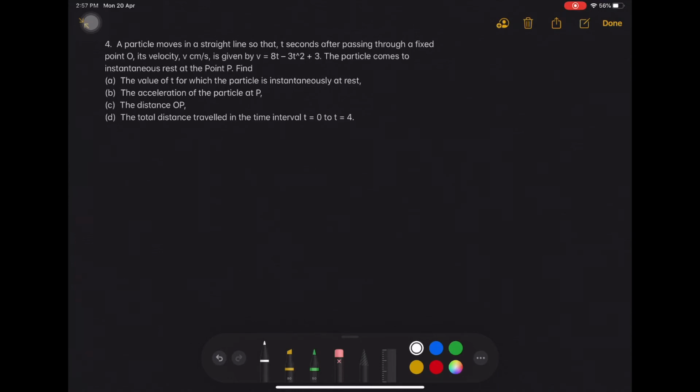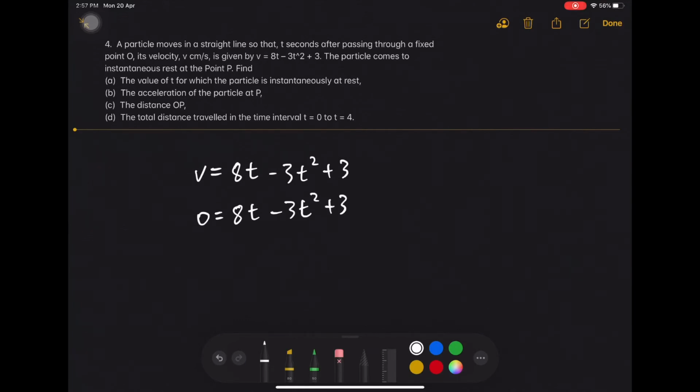So we're going to write that down first. My equation for my velocity is this, right? So we're going to set that to 0. You just have to solve this quadratic equation, and you get two values of t. You get t equal to minus 1 over 3. Reject this value because time cannot be negative, or you get t equal to 3 seconds. So this is the answer, 3 seconds when it's instantaneously at rest.